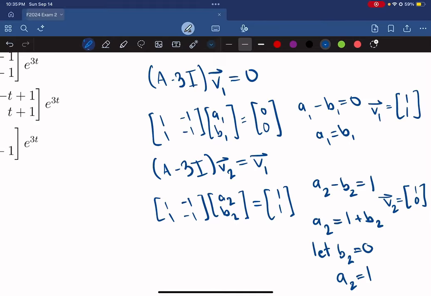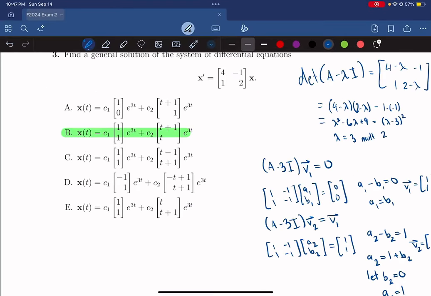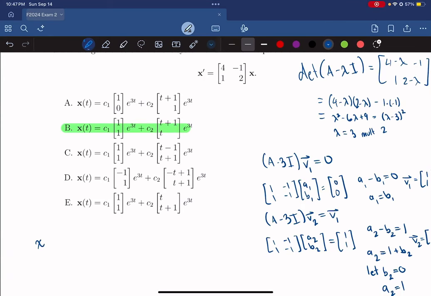Which means you can now build your general solution. So there are repeated eigenvalues of 3, which means we can build a general solution. So what we're going to do, we're going to have x of t equals c1, and we'll just say v1 e to the 3t, because the eigenvalue is 3. Then we're going to have c2, and then since it's repeated, we're going to do v1 times t plus v2, e to the 3t.